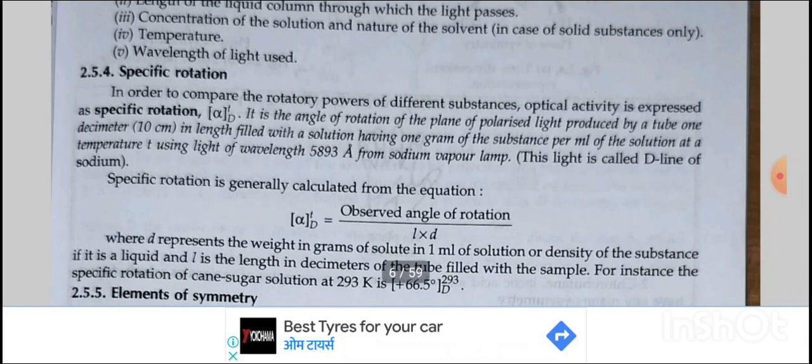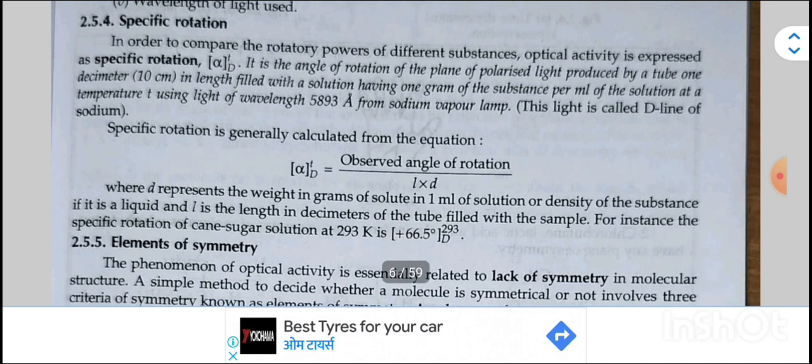In order to compare the rotatory power of different substances, optical activity is expressed as a specific rotation. It is the angle of rotation of the plane polarized light produced by a tube 1 decimeter (10 centimeter) in length, filled with a solution having 1 gram of substance per ml of the solution, at a temperature T, using light of wavelength 5893 angstrom from a sodium vapor lamp. This is called the D line of sodium.